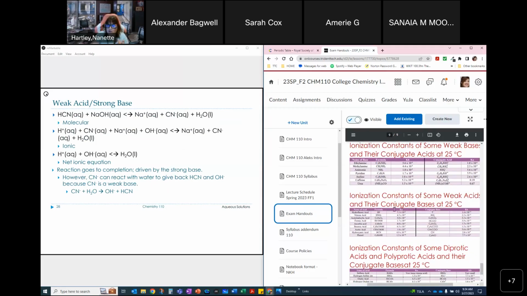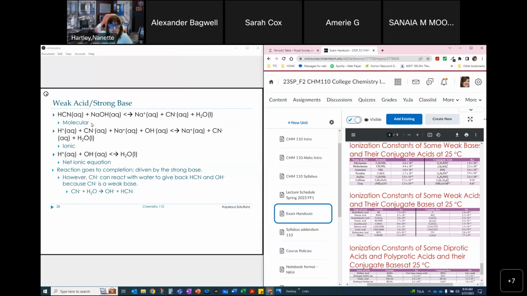Now, when we talk about HCN, that is listed here as a weak acid. HCN is hydrocyanic acid. Right? We react that with NaOH. That's going to give me an Na plus and a CN minus, and then H2O. That's our molecular equation. Our ionic equation, H plus, CN minus from here, Na plus and OH minus from here, is Na plus and a CN minus plus the H2O. And so my net ionic equation, yet again, is still H plus plus OH minus goes to H2O, liquid.